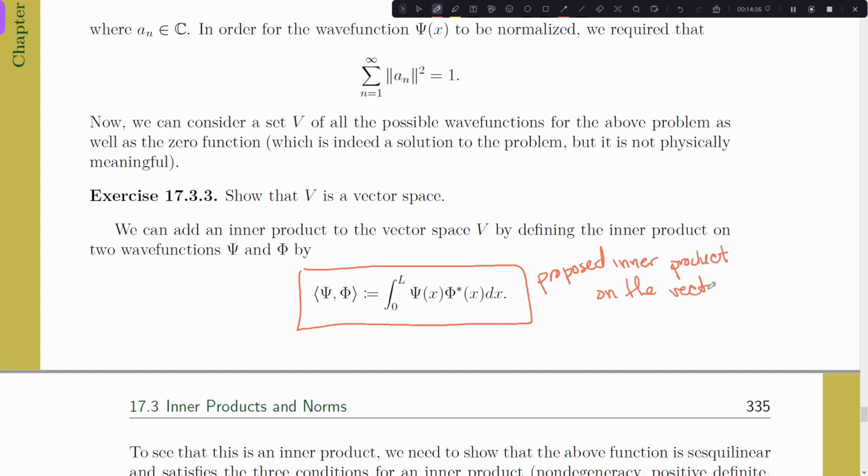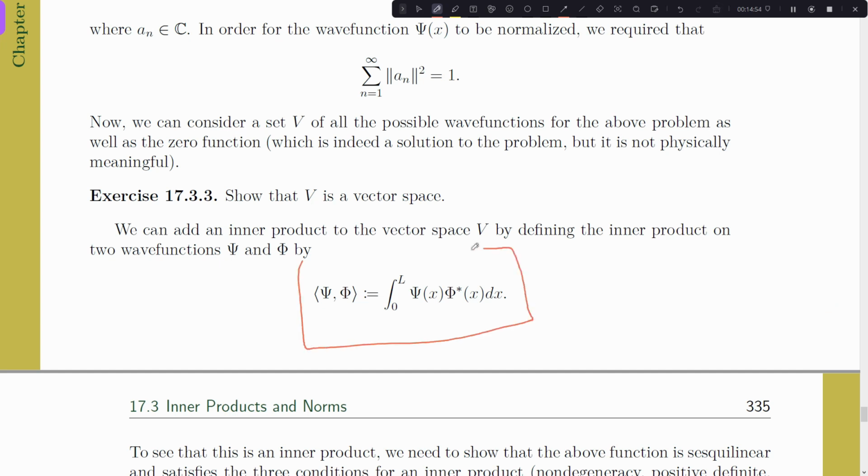On the vector space of solutions to Schrodinger. If we went through the work, we would have to show that this satisfies all of the properties of the inner product that I described above. But what is it saying first? It's saying, both of these are solutions. What I'm going to do is multiply them, and I'm going to take a conjugate on the second one, which is common for complex valued vectors, right?